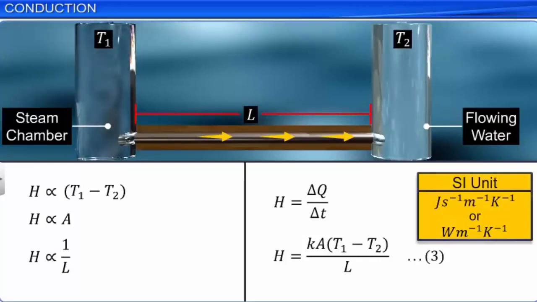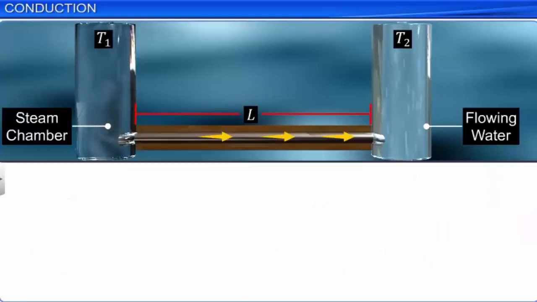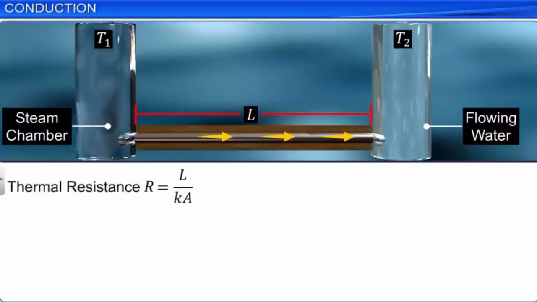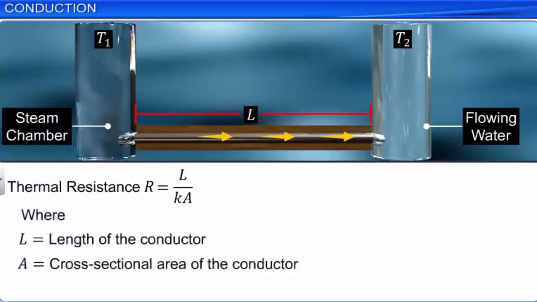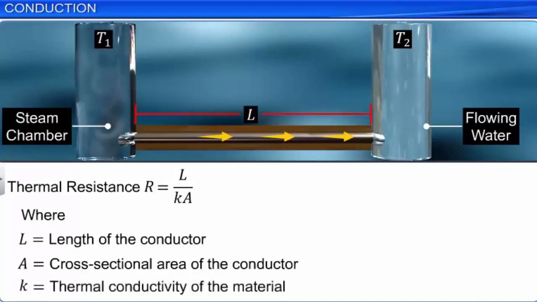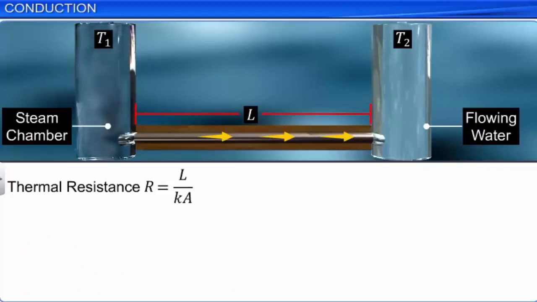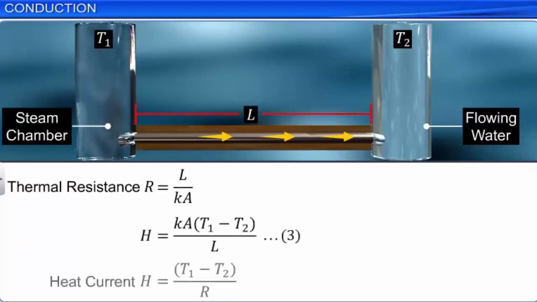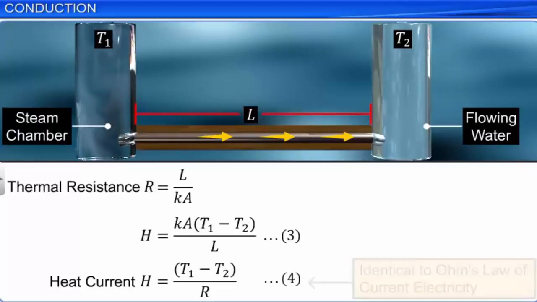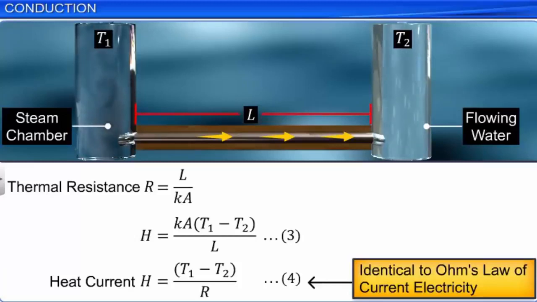For a rod, the mathematical expression L by KA is defined as its thermal resistance R, where L and A are the length and cross-sectional areas of the rod respectively, and K is the thermal conductivity of the material of the rod. Now, equation 3 can be written as heat current H is equal to (T1 minus T2) by R. Let this be equation 4. Equation 4 is identical to Ohm's law of current electricity. This identity can be extended to some other cases as well.